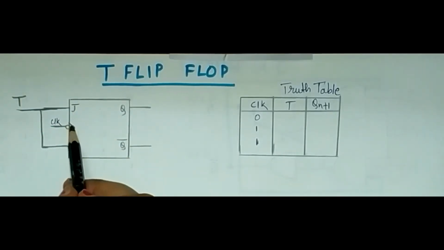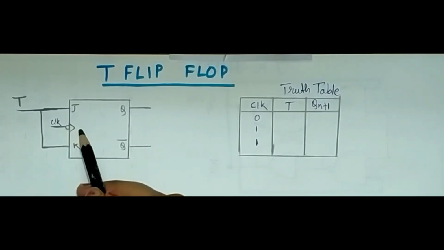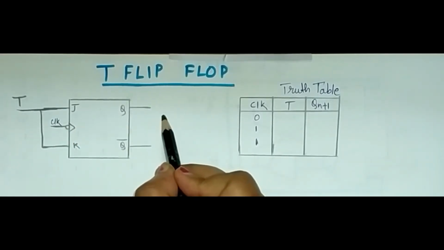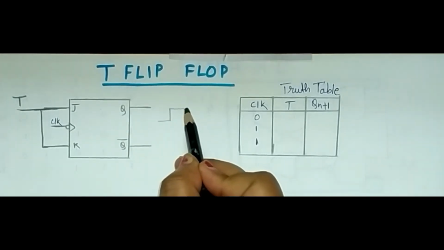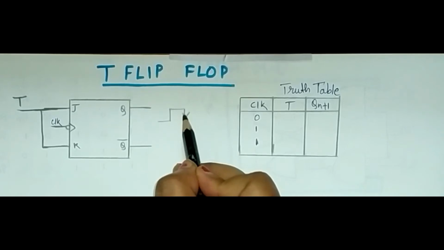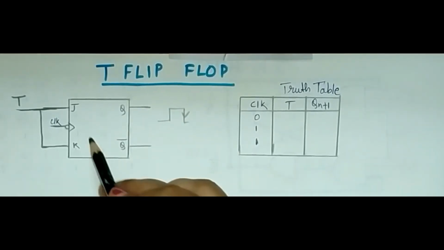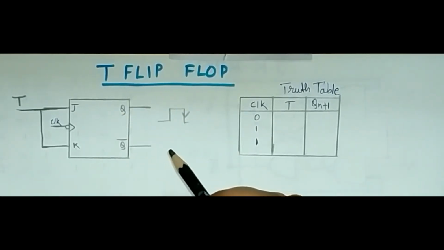See here I have shown the clock pulse and there is a bubble, which means it is a negative edge triggered flip-flop. Negative edge triggered means that when the clock pulse goes from high to low, it will be triggered. So it is a negative edge triggered T flip-flop. Now let us verify the truth table.